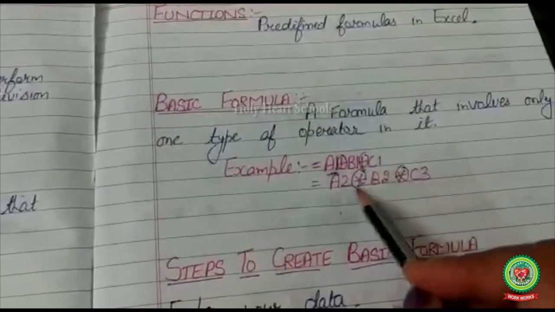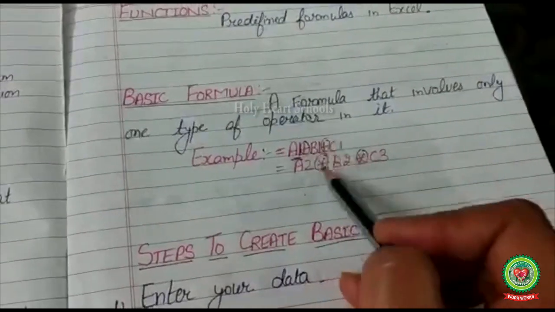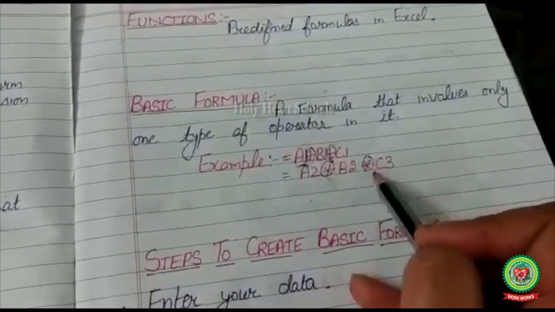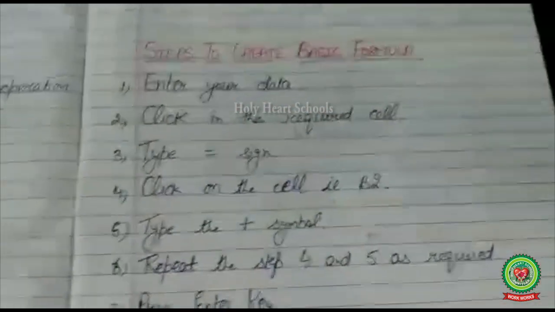I use multiply symbol. That is also a basic formula. It means one type of operator here and one type of operator here also. That makes a basic formula. And how to do the basic formula?